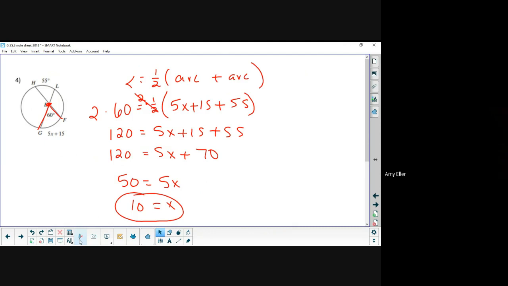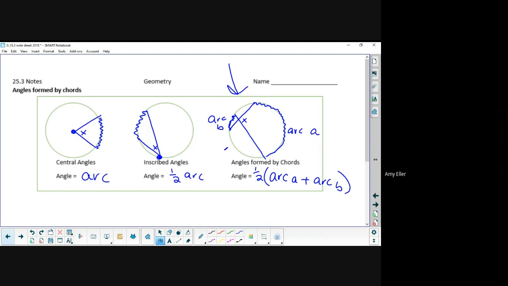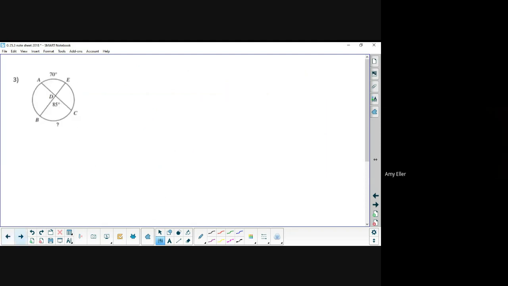Any questions so far on number 4? This one had 5 algebra steps, but the beginning was exactly the same. Figure out which formula you're using. The formula we're using is based on where the vertex is. It's not at the center. It's not on the circle. It is just formed by chords somewhere in the middle of the circle, not necessarily the center.